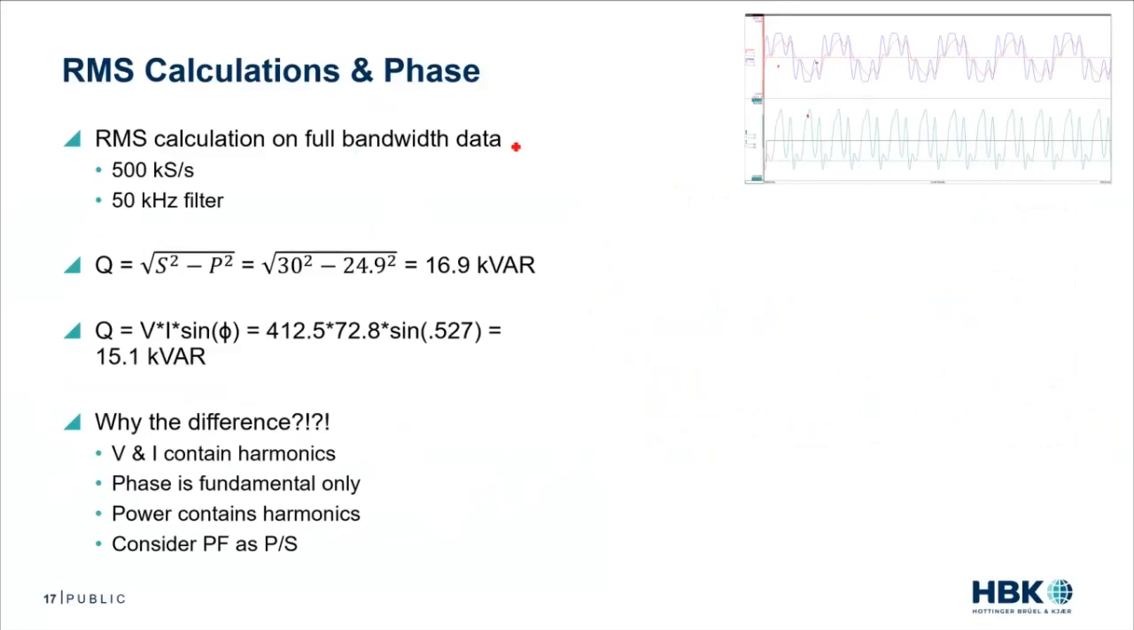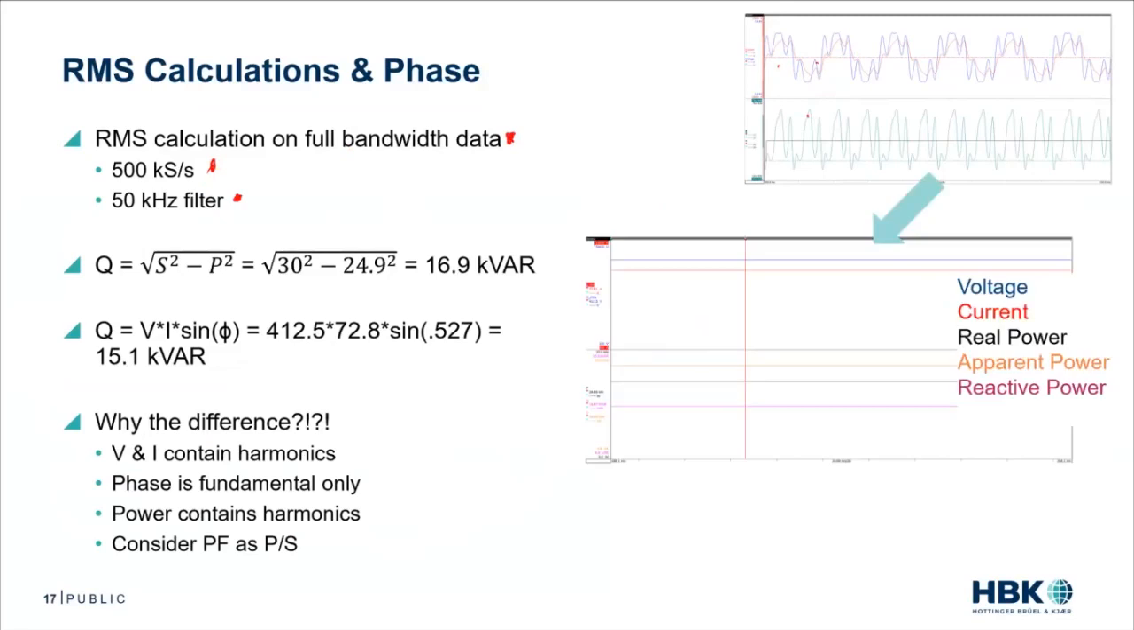So we have this full bandwidth data. It was 500 kilosamples per second was my simulation rate with a 50 kilohertz filter. So this is all the glory. I don't have anything happening nearly at 50 kilohertz, but then I calculate my RMS voltage, current, power, reactive power, apparent power, and I find these graphs to be pretty boring because they're constants. But you can see we have this voltage, current, apparent power, real power, reactive power.